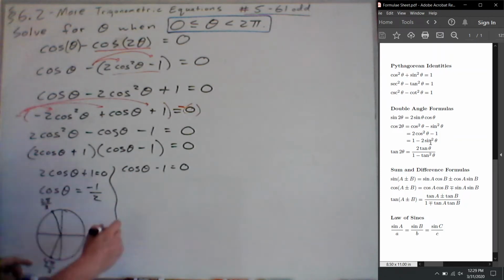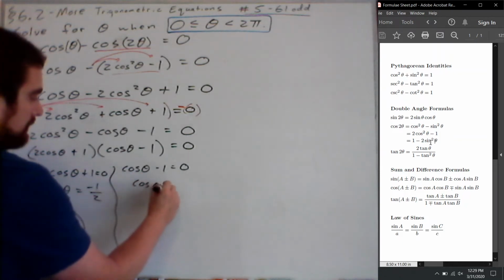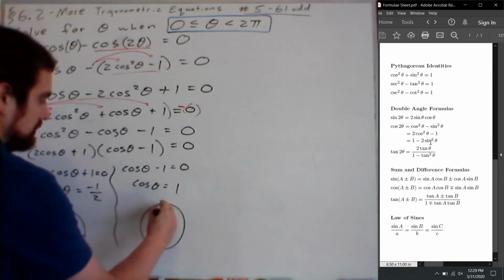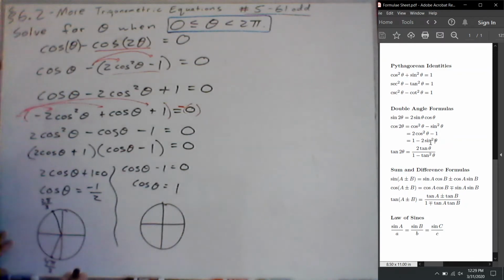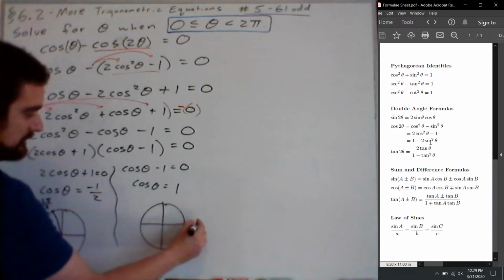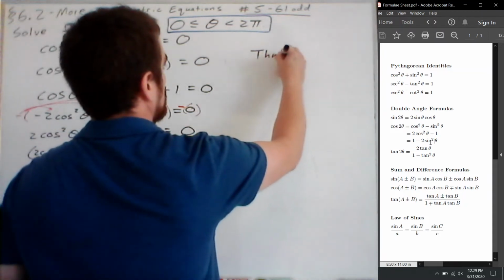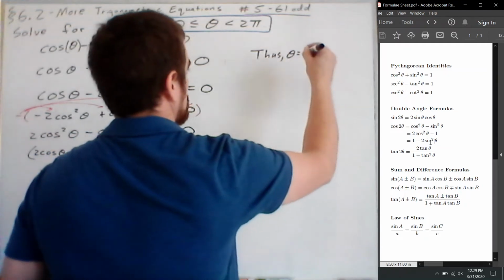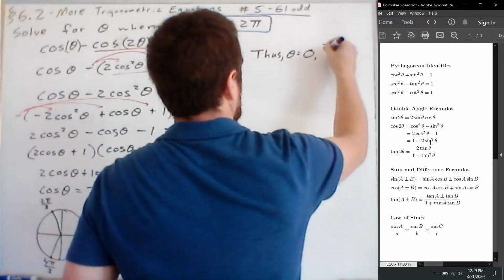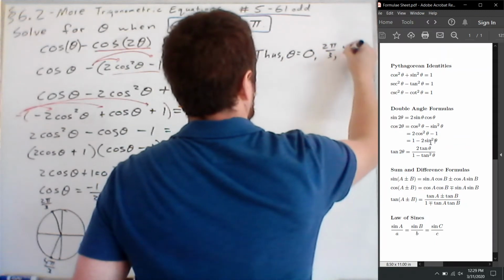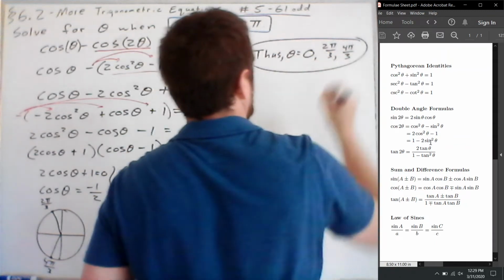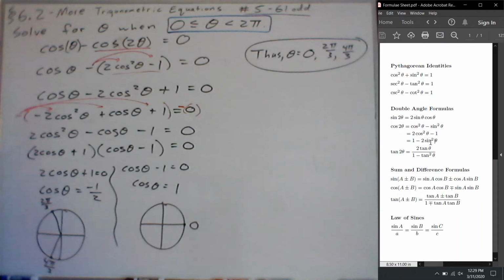And then this one, we need cosine of theta to equal positive 1. So I'm going to look over here. Cosine's positive 1 at 0 radians. That's the only place it's positive 1. So theta is going to be 0, 2 pi over 3, or 4 pi over 3. Those are our solutions, staying within that one trip around the unit circle.